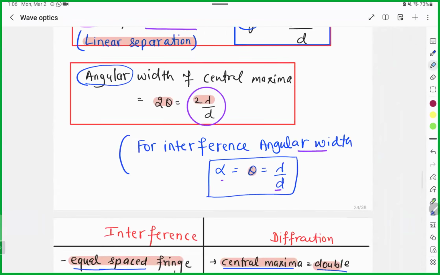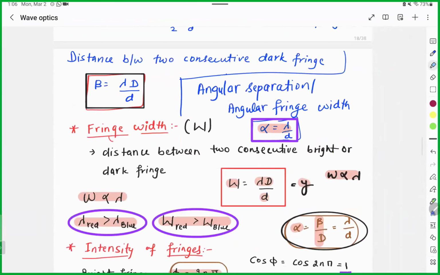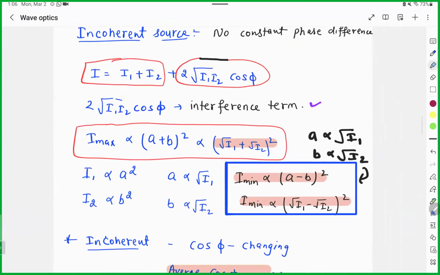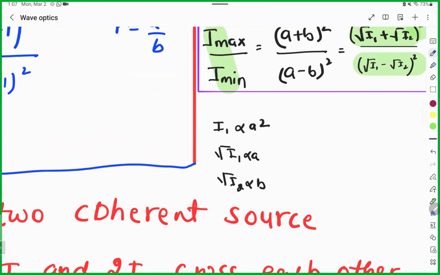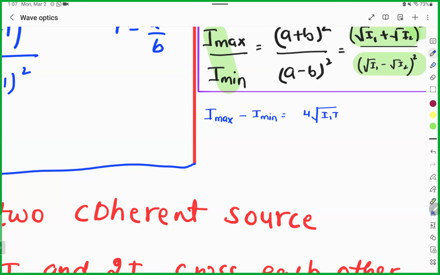This is very small. We are left with two important topics here: diffraction and YDSE. We did this coherent. Here you can write the direct value for easy calculation. Your I max minus I minimum value will be equal to 4 under root I1 I2 and I max plus I minimum value is equal to 2 I1 plus I2. It's all about practice. Now if you solve the same question, you can make it fast because you know this value directly. You need to just take their ratio for the second question.